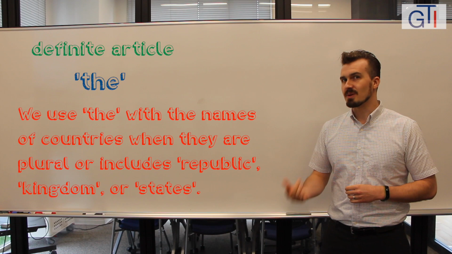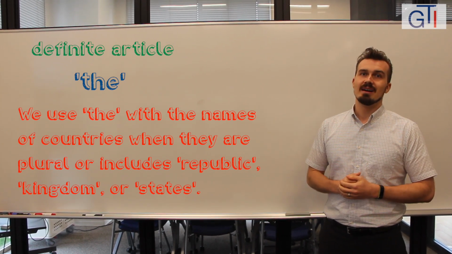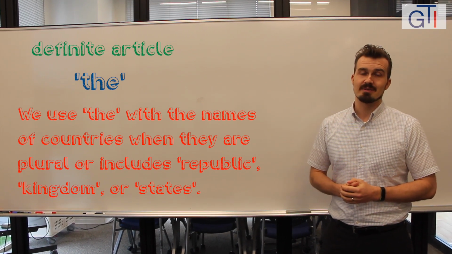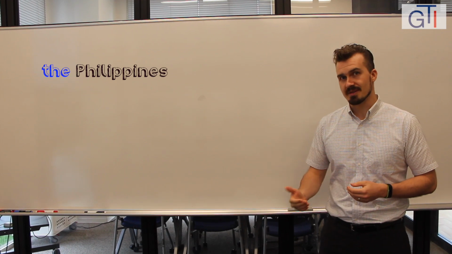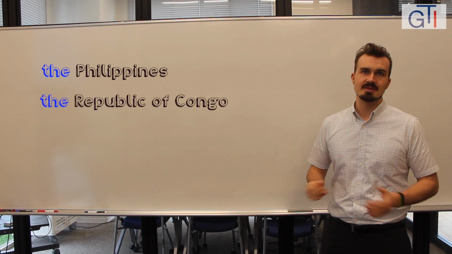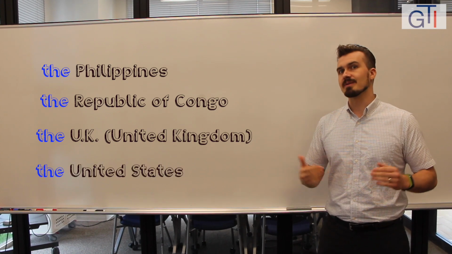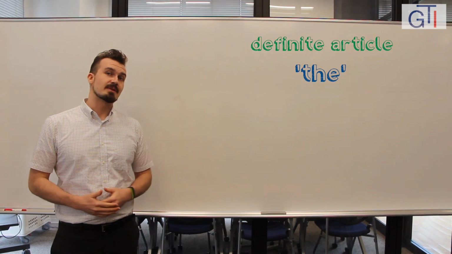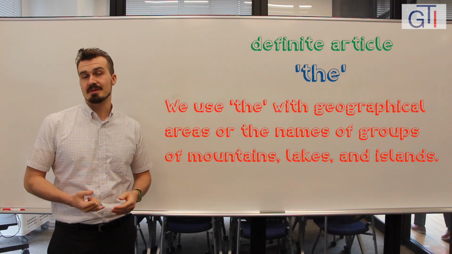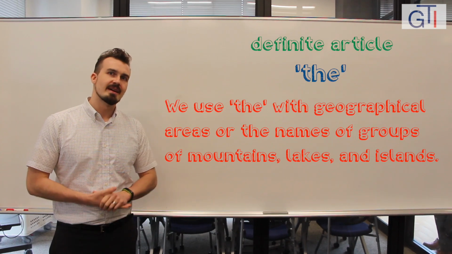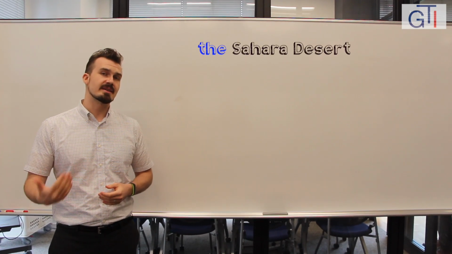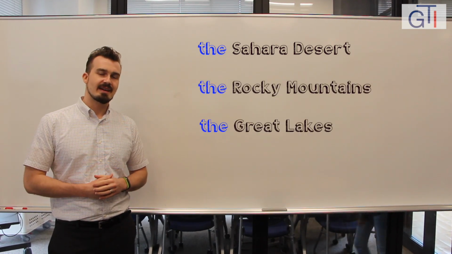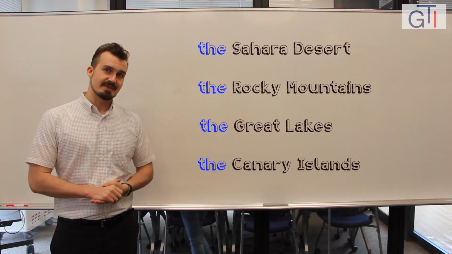If the country's name is plural, or starts with republic, kingdom, or states, we then use "the" before it. For example, we'd say the Philippines, the Republic of Congo, the UK, or the United States. Another time we use "the" is with geographical areas or with groups of mountains, lakes, or islands. For example, we say the Sahara Desert, the Rocky Mountains, the Great Lakes, and the Canary Islands.